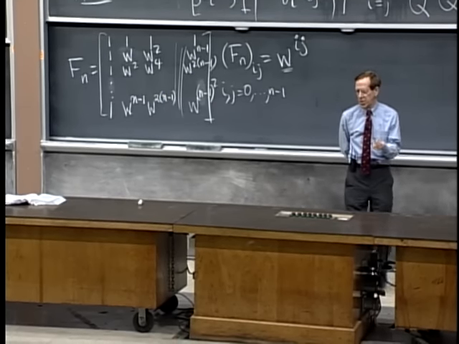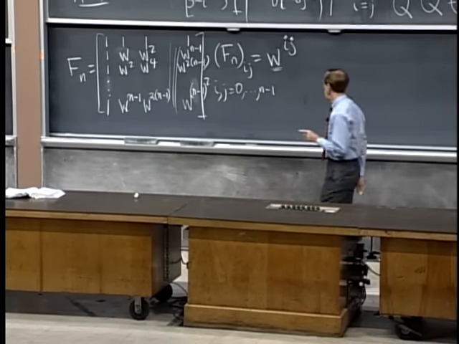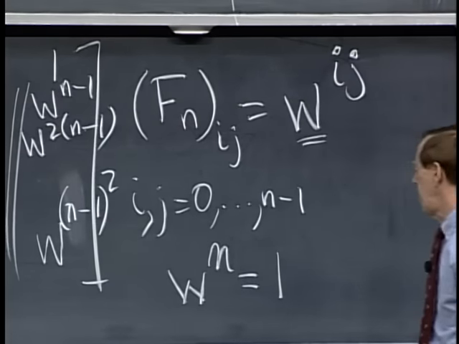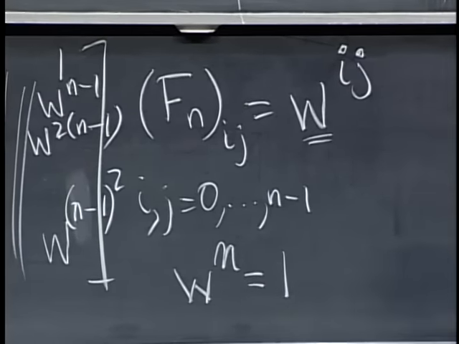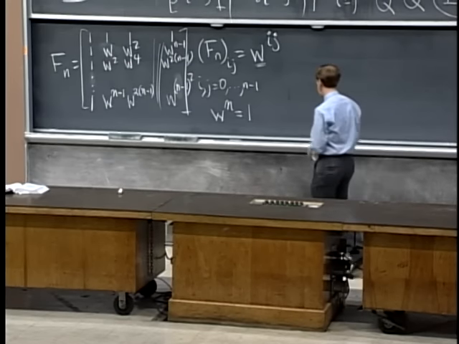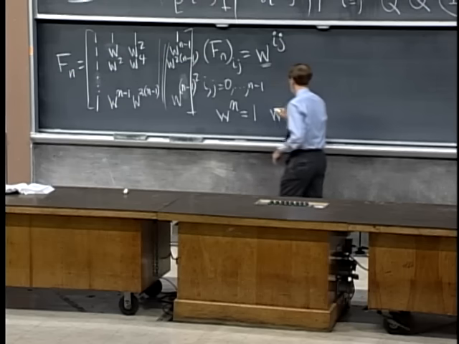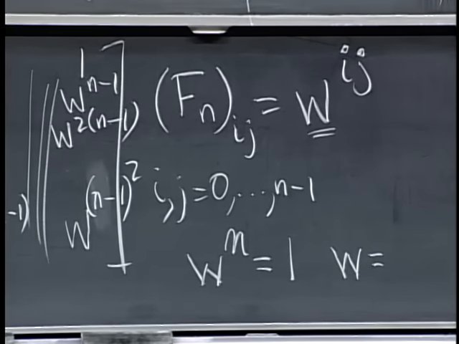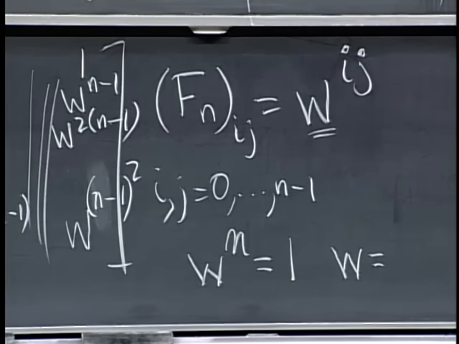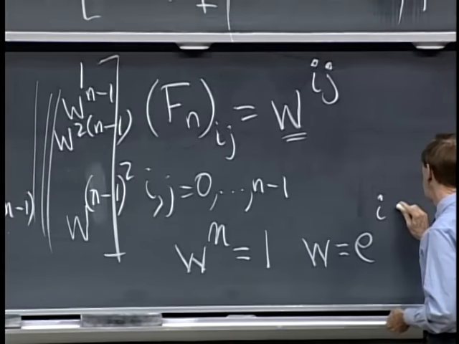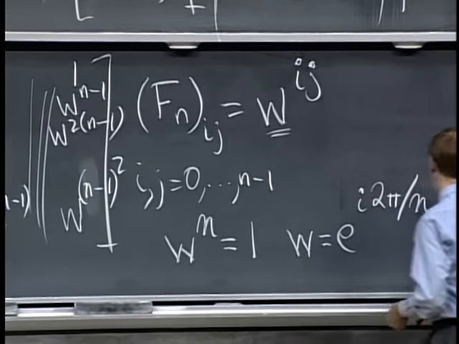But w is a very special number. W is the special number whose nth power is 1. In fact, there are n numbers like that. One of them is 1, of course. But the w we want is the one whose angle is 2 pi over n. Is that what I mean? N over 2 pi? No, 2 pi over n. W is e to the I, and the angle is 2 pi over n.